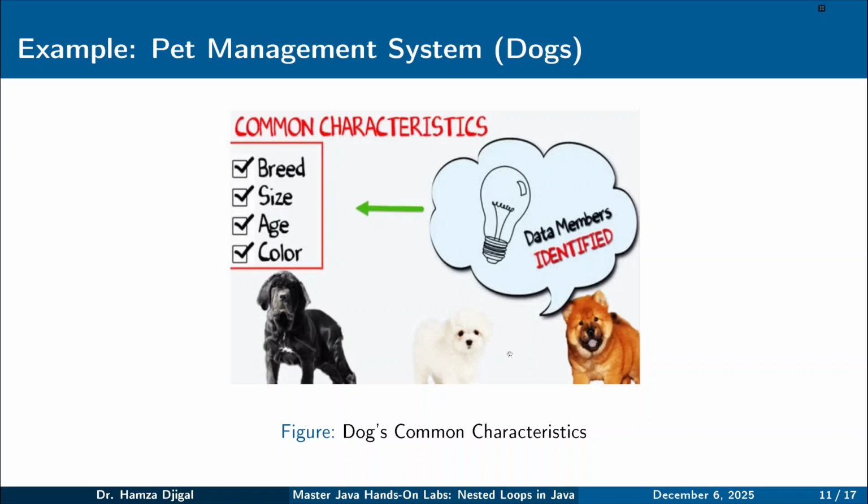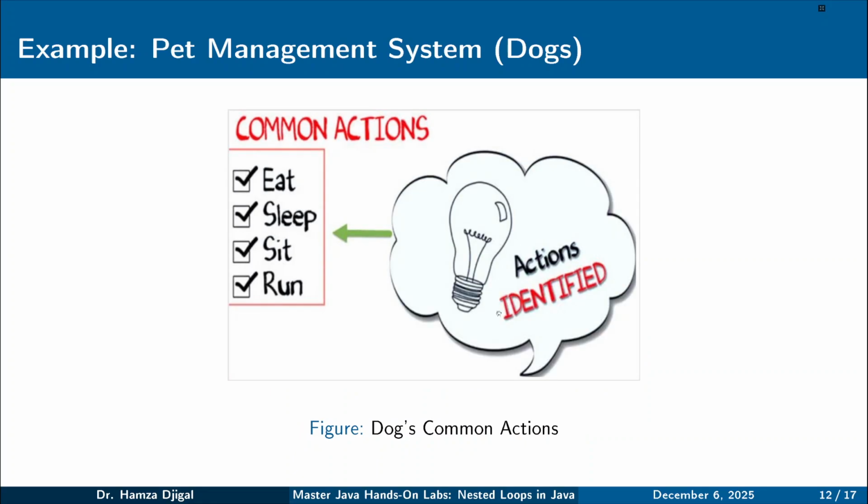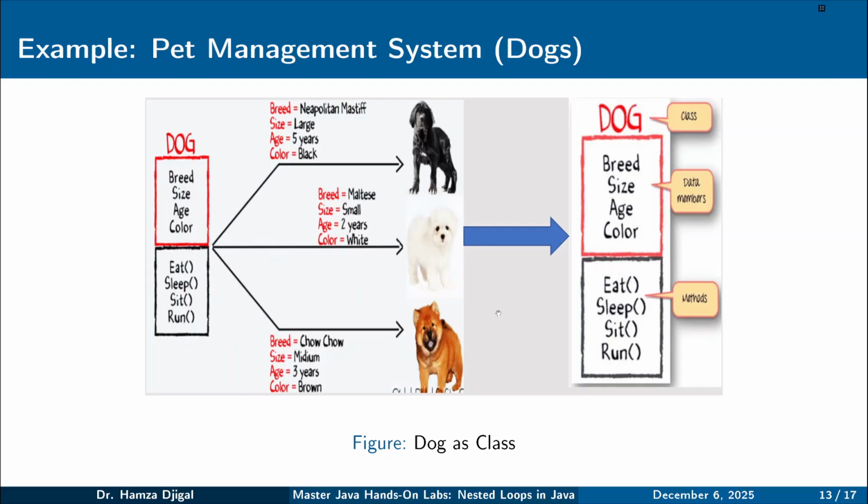Then after that, we also have to define the common actions, what they can do. As you can see here, the dog can eat, sleep, sit, or run. So those are some of the characteristics of the dogs, and some of the actions. We have identified the characteristics, the common attributes if you want, and we also identified the common actions, what the object can do. Then after that, we can now design the dog as a class. This is the most important thing about OOP.